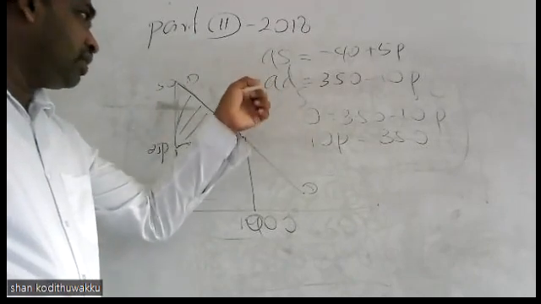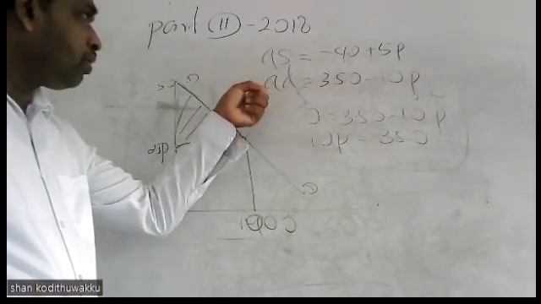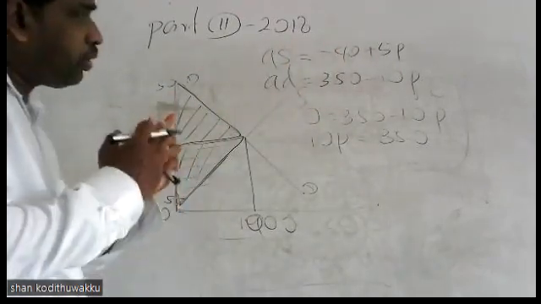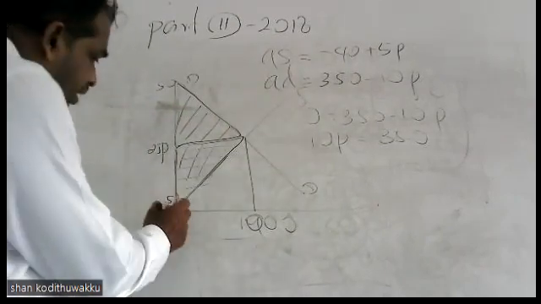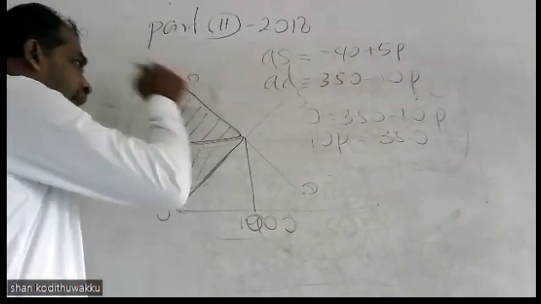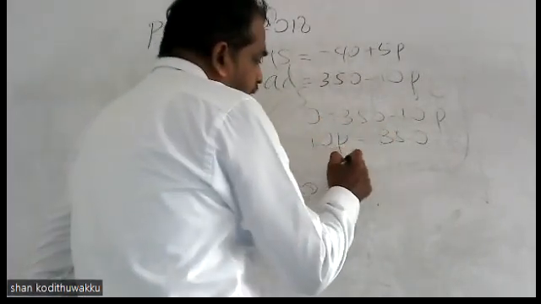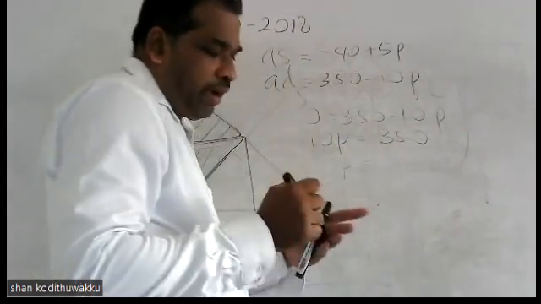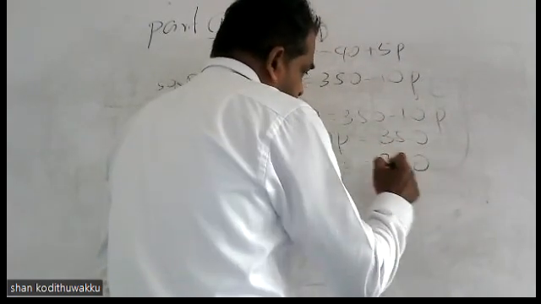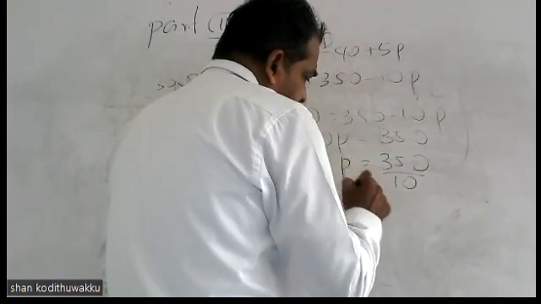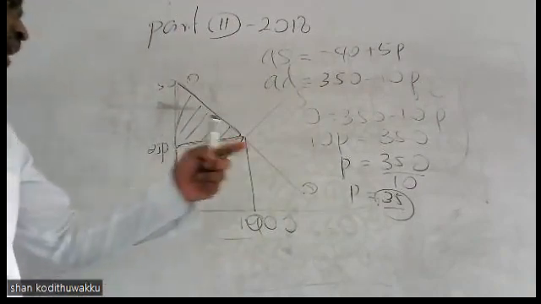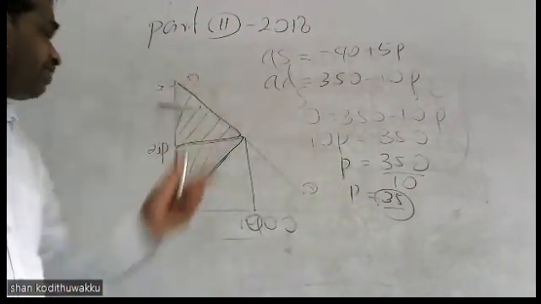Then you just assume the quantity demanded is zero, so you equate 350 equals 10P. When the quantity demanded is zero, you are going to find the price. Now we are going to find the highest price. Then 10P equals 350. To find P, you divide 350 by 10. Then P equals 35 rupees. That is how you can find the highest price available in the market.